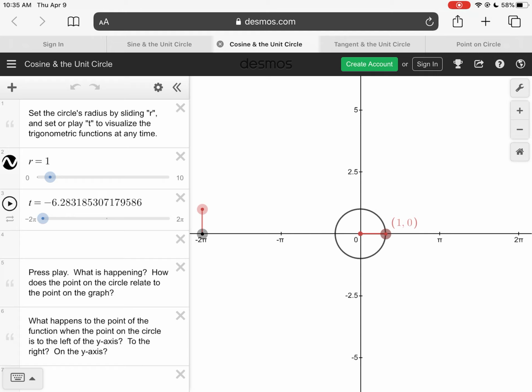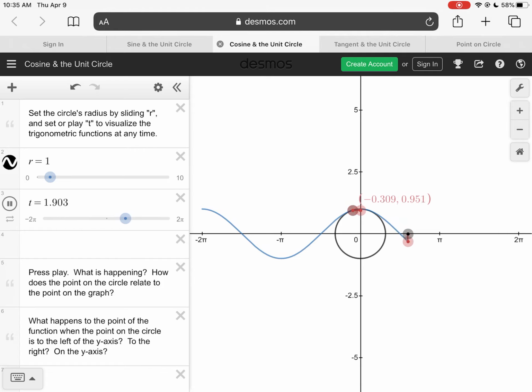So let's take a look at cosine. Go ahead, we're going to hit play. Now this is a little different. You'll notice we're looking at the red segment in the circle, and the red segment in the circle does seem to match the length of the red segment on the function. Okay, so you see that relation.